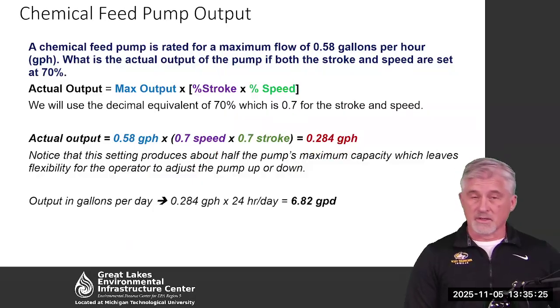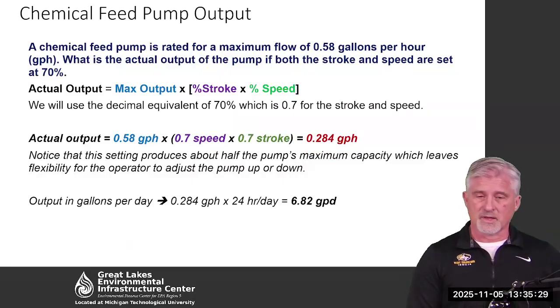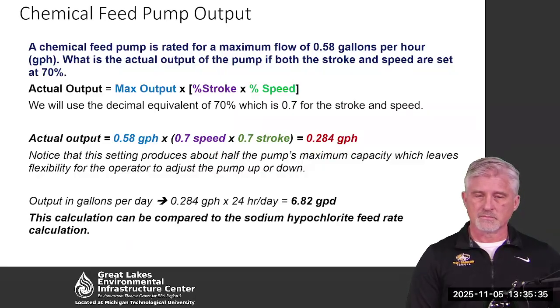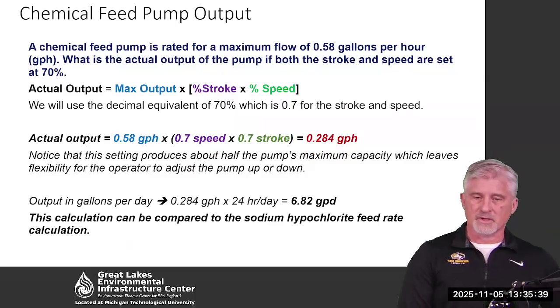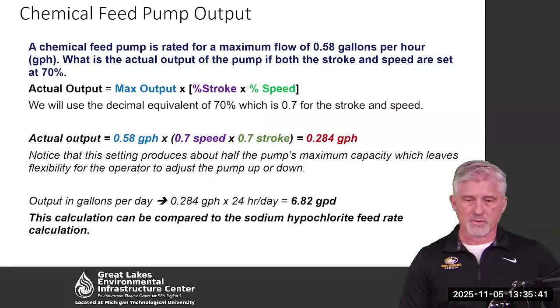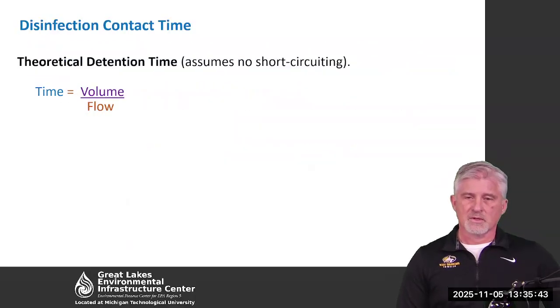Now, what's the output in gallons per day? We can just take our gallons per hour, multiply that by 24 hours a day, and that'll give us our gallons per day, in this case, 6.82. This calculation compared to the sodium hypochlorite feed rate calculation.